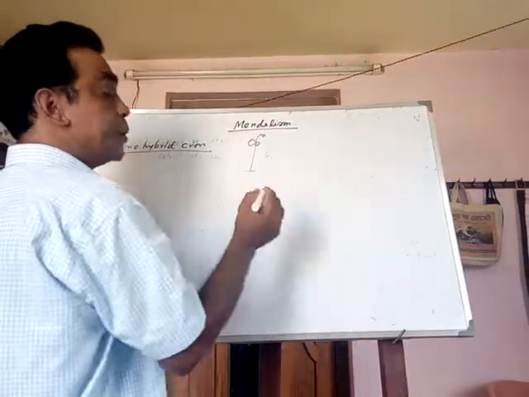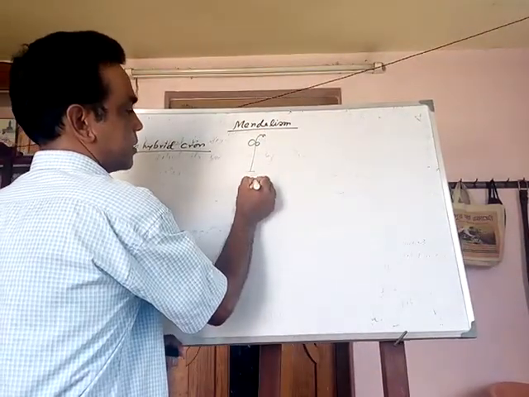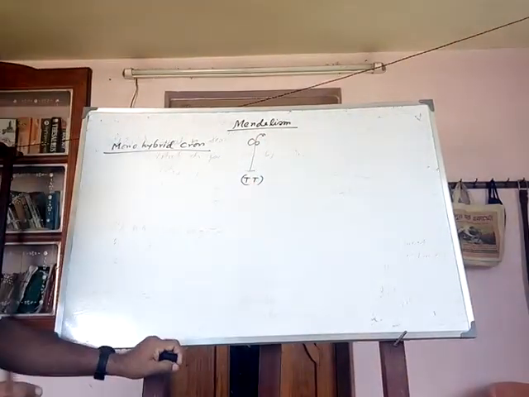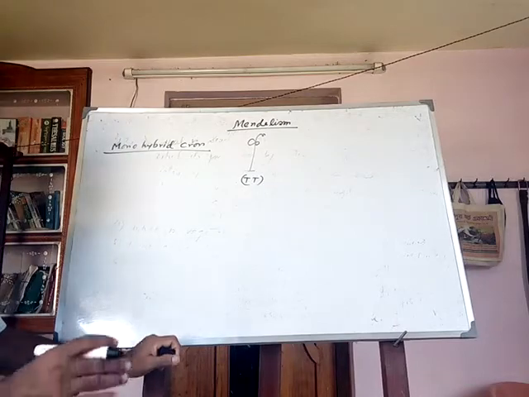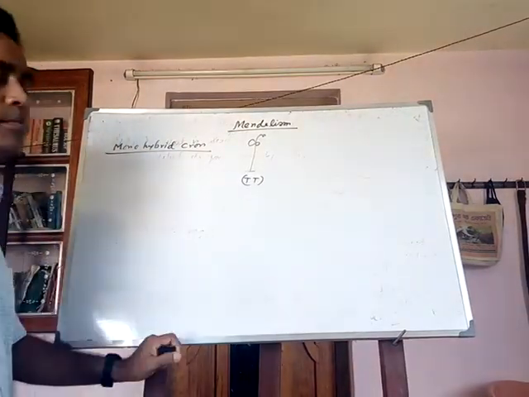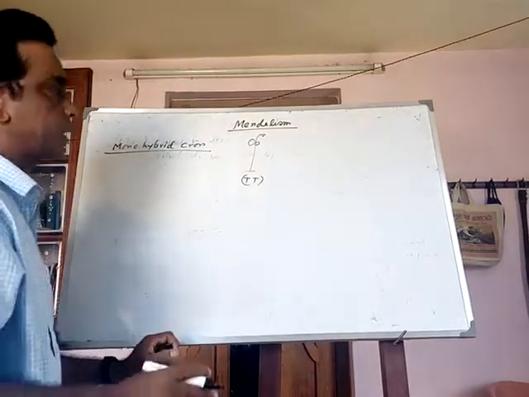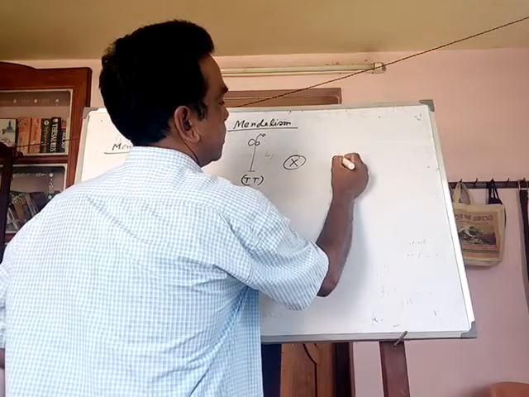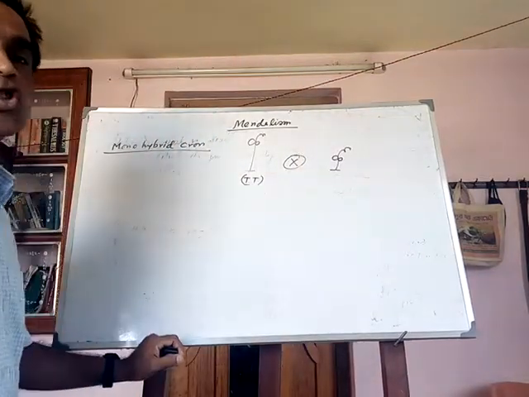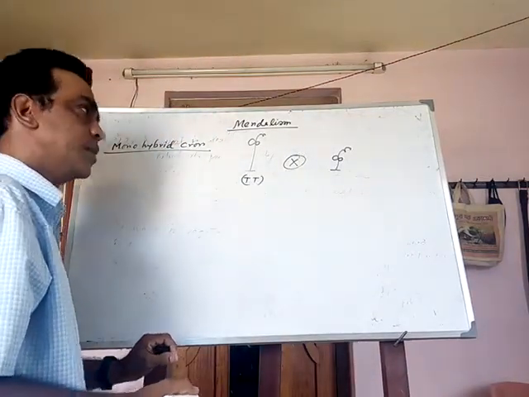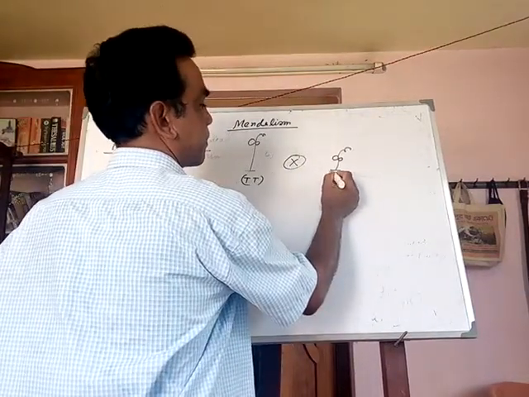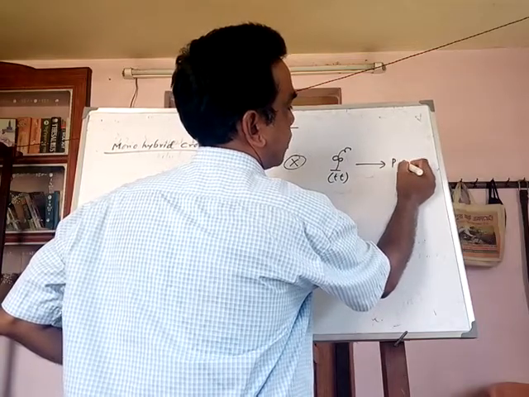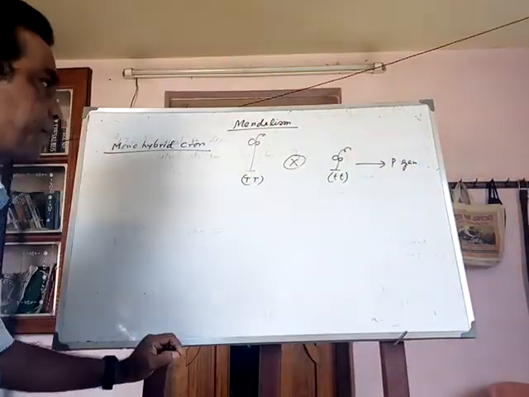the pure tall pea plants, that is two factors of tall features, are marked here by Mendel and crossed with the pure short dwarf pea plants. That is called the parental generation or P generation.